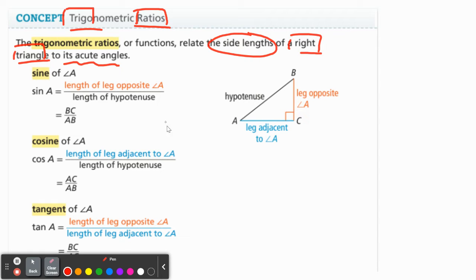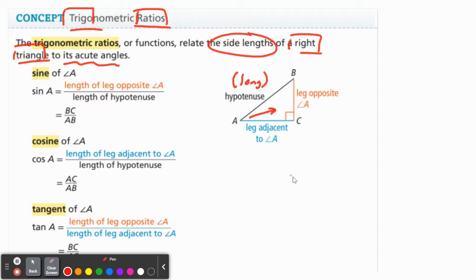So the sine of angle A is defined as the leg opposite. If this is A right here, the leg opposite of A is the one that it opens up to. So that'd be BC. So BC over the hypotenuse. And of course, in a right triangle, the hypotenuse is always the longest side. So this is the longest side, AB.